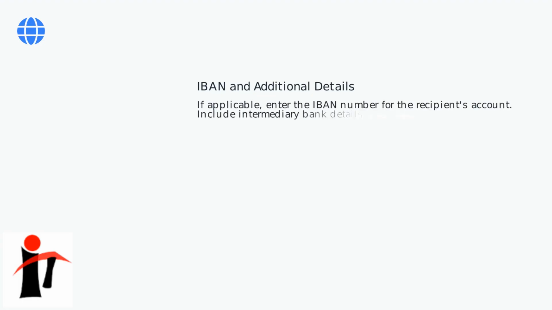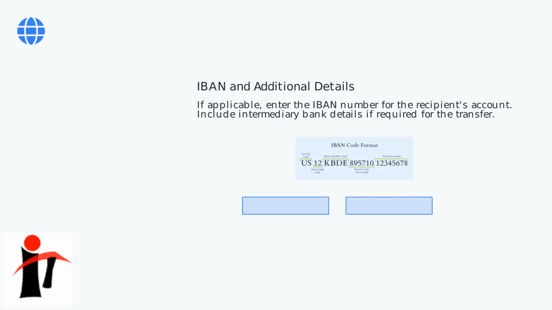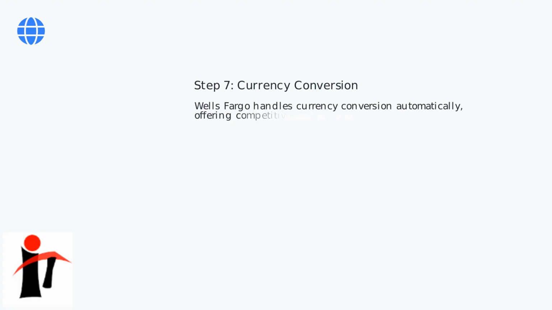This code consists of bank code, country code, location code, and branch code as shown in the diagram. If the recipient's country uses IBAN, enter this international bank account number, which includes country code, check digits, bank identifier, branch code, and account number as illustrated. Also provide any required intermediary bank details. Currency conversion is handled automatically by Wells Fargo, with the system applying competitive exchange rates. As shown in this flowchart, the process checks for exchange dates, searches for rates, and performs the conversion securely.